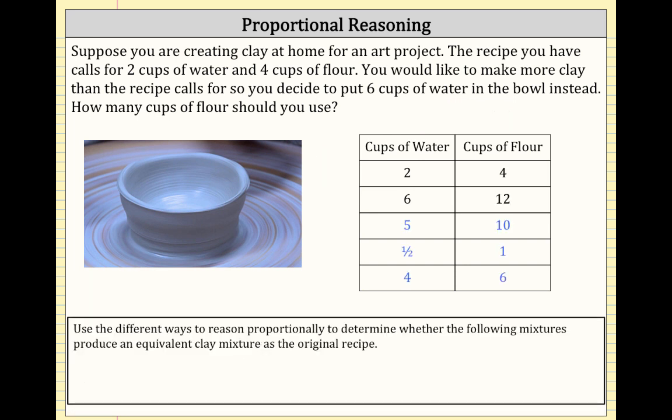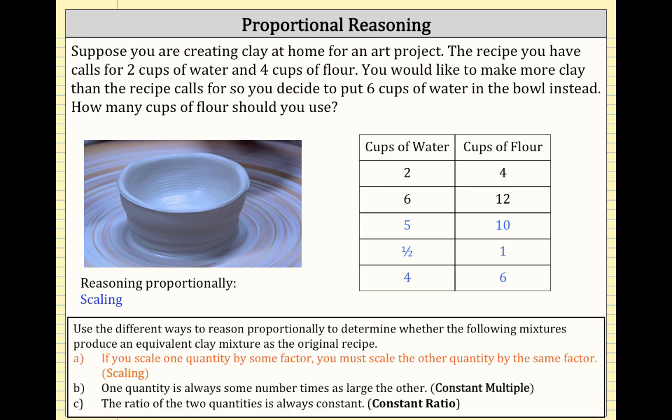So let's look at some other ones. What I've done is I've added a few extra numbers to the table, and what we're going to do is use these ways of thinking about proportionality to see whether the new values, this new cups of water to cups of flour, are in a proportional relationship to the original mixture. So we're going to use these different ways to reason proportionally to determine whether the following mixtures produce an equivalent clay mixture as the original recipe. And again, we're going to investigate scaling, the constant multiple, and the constant ratio perspectives.